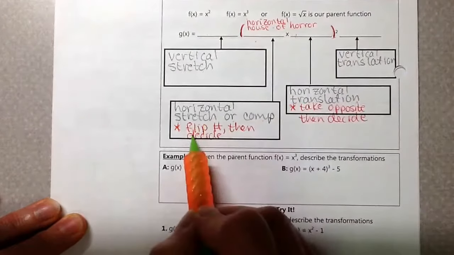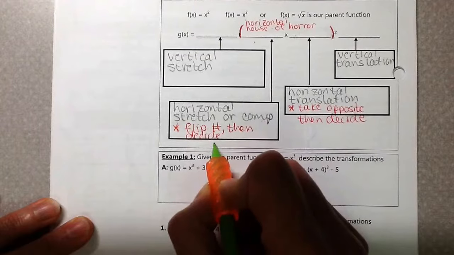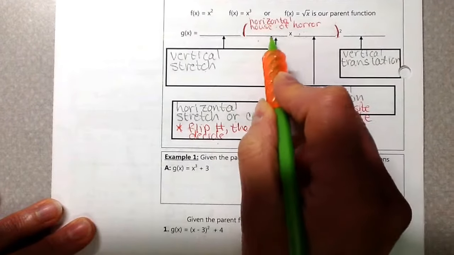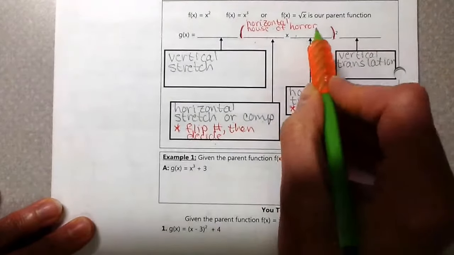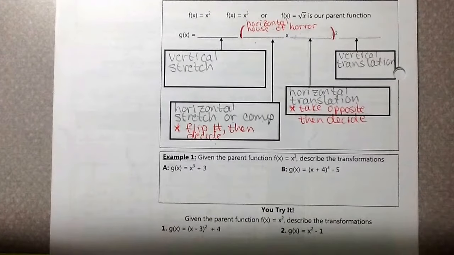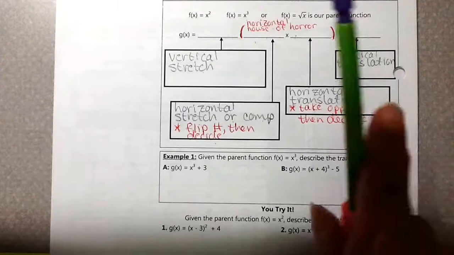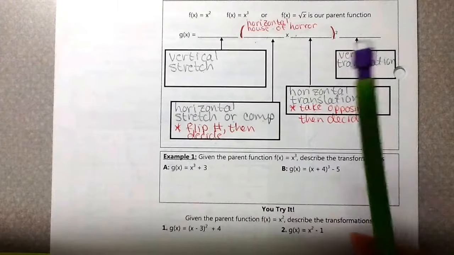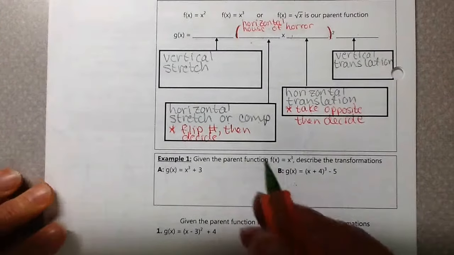So horizontal stretch or compression would be inside here, in front of the x, and a translation would be after the x. Now, if you notice here, you need to flip your number and then decide if it's a stretch or compression. And here, you have to take the opposite to decide if it's going left or right. So that's the horizontal house of horror. The number does not behave like you think it did or will based on what you know about points. So let me give you a couple of examples.